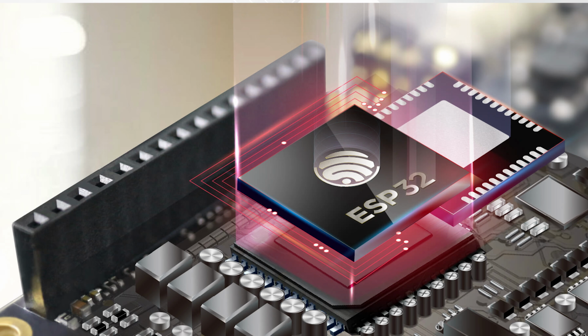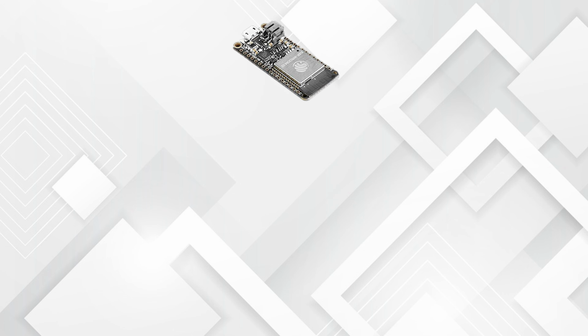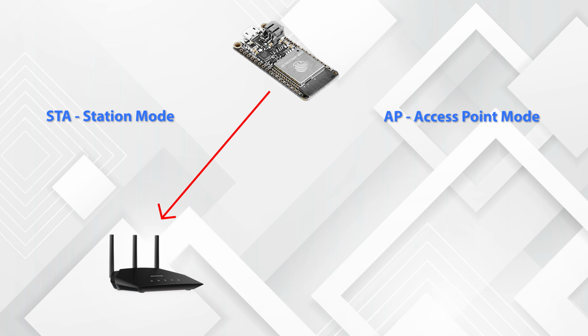The ESP32 is an amazing device which has a built-in Wi-Fi module. There are two modes we can configure in the ESP32 device: STA station mode or AP access point mode. To connect to an existing network, we need to use station mode. That's what I will do in this.